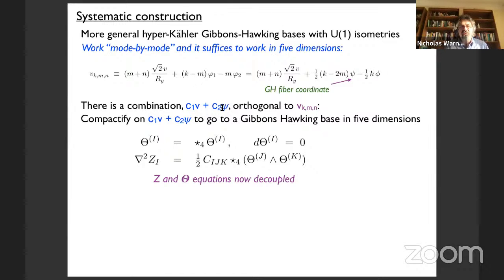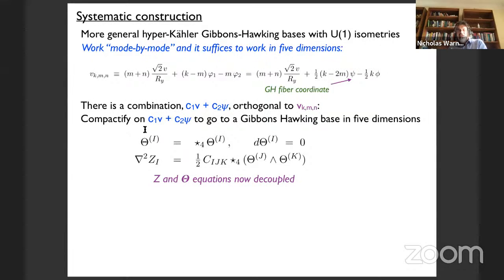There's a particular combination of this V and psi such that it's, if you like, orthogonal to this original mode, which means the whole solution is independent of this combination. And so you can compactify this down to a 5-dimensional solution on that fiber. The fiber depends on the choice of mode, but for every mode you can do this. So therefore, for every mode, you're going to be able to find a solution.